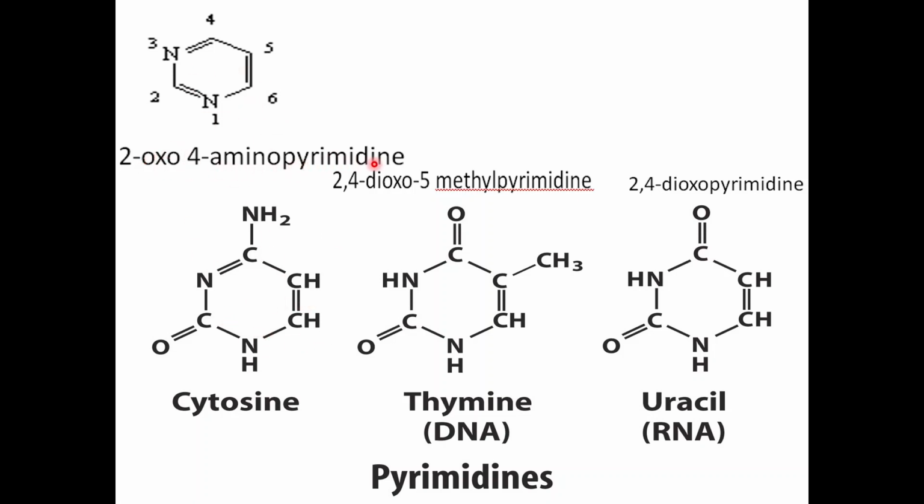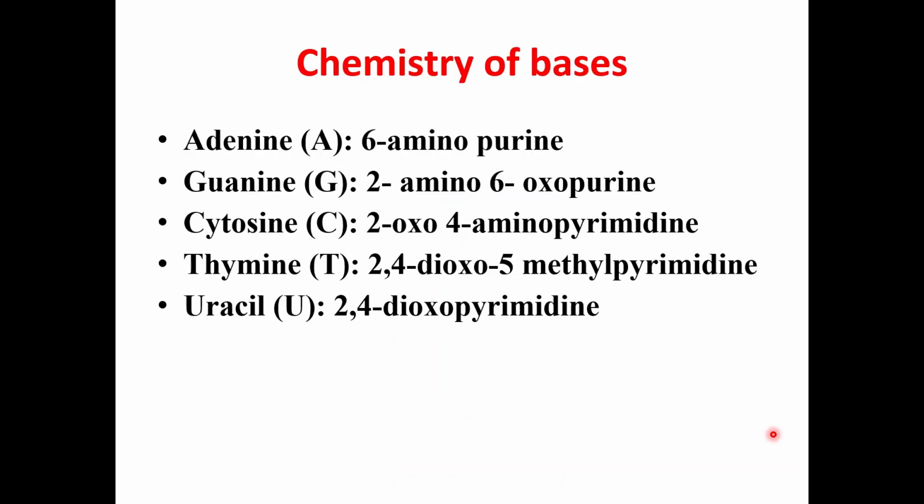Cytosine is 2-oxo 4-aminopyrimidine. Thymine is 2,4-dioxo 5-methylpyrimidine and uracil is 2,4-dioxopyrimidine. So you can remember this 2 and 4. 2-oxo 4-amino, then 2,4-dioxo 5-methyl will come here, and over here in case of uracil 2,4-dioxopyrimidine. See, always remember, when you answer with more and more structures, you will score in biochemistry. So chemistry of bases we have already discussed. By substituting all these groups in these bases, you can easily make the structures of these bases.